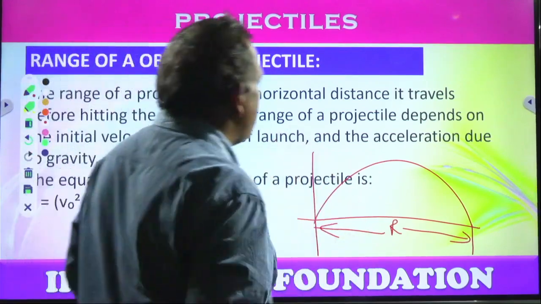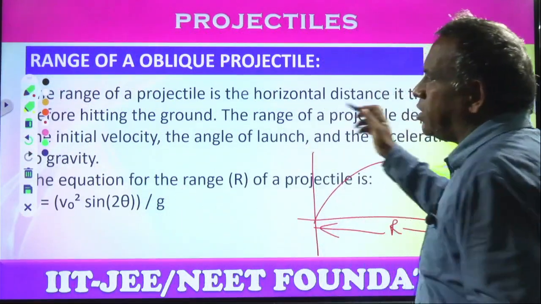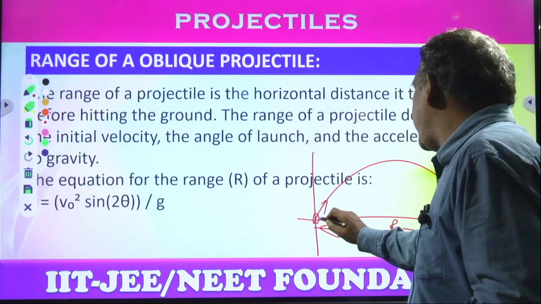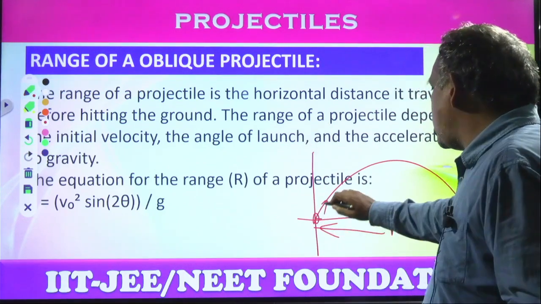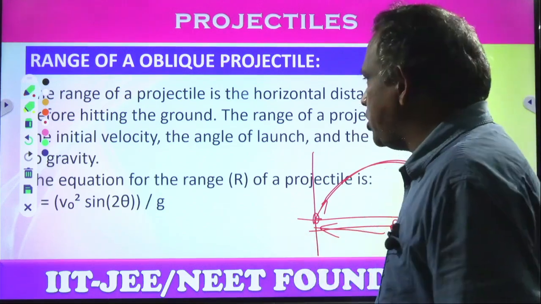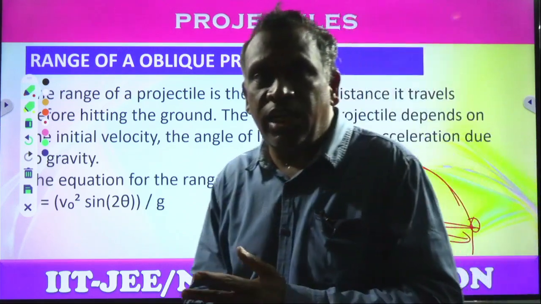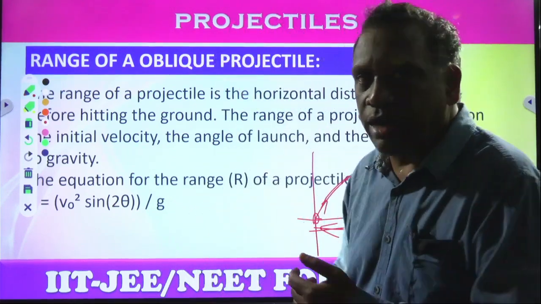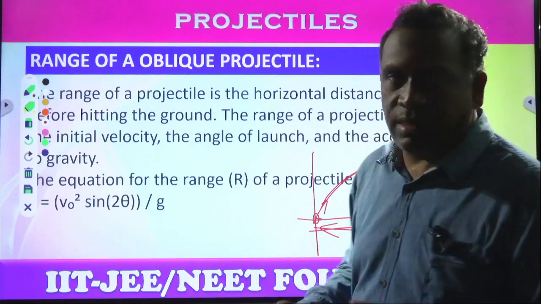The range of a projectile is the horizontal distance it travels before hitting the ground. It started here and it reached here. So this horizontal distance is what we call range. The range depends upon the initial velocity, the angle of projection and the acceleration due to gravity. These are the three factors.